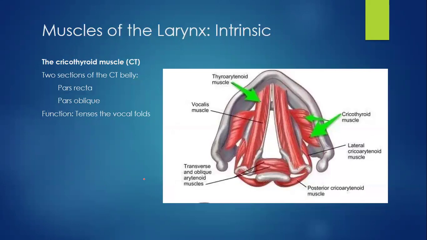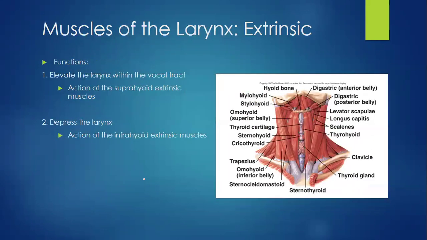All right, there is the cricothyroid muscle, the CT muscle, which also has two sections, the pars recta and pars oblique, and their function is to tense the vocal folds. And that would end it for the intrinsic muscles. Now let's talk about the extrinsic muscles.